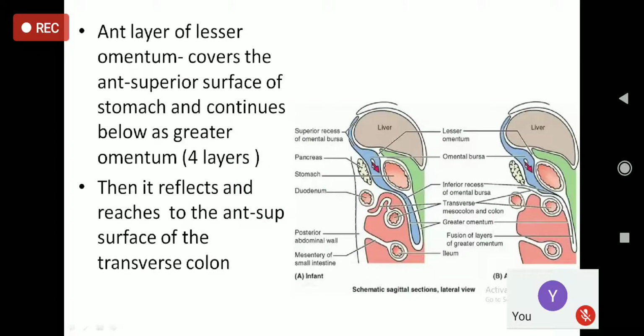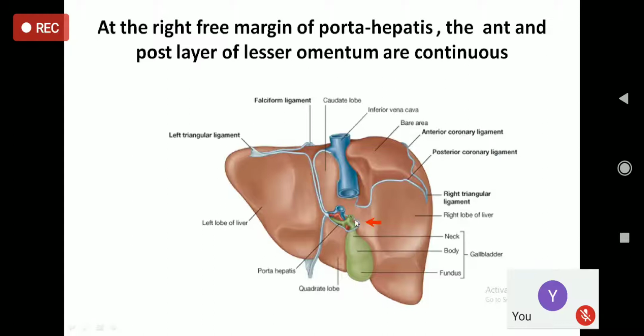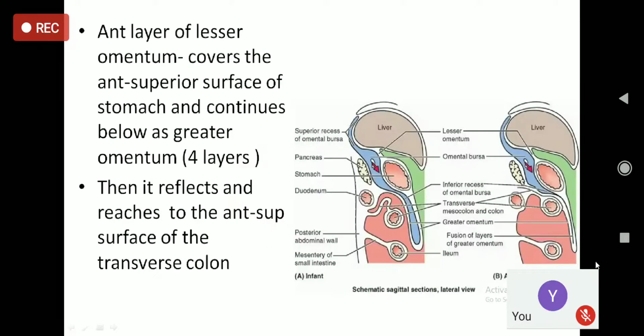The anterior layer of the lesser omentum. Okay. So here, this is the anterior layer and the posterior layer. Anterior layer and the posterior layer continue in the porta hepatis. So this layer, the anterior layer of the lesser omentum, covers the anterior-superior surface of the stomach. So the anterior-superior surface of the stomach, and continues below as the greater omentum. So here we can see the greater omentum.